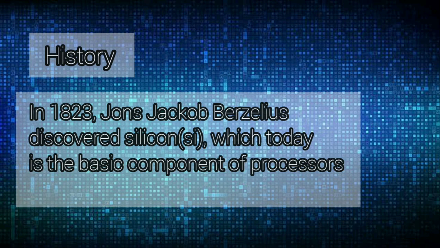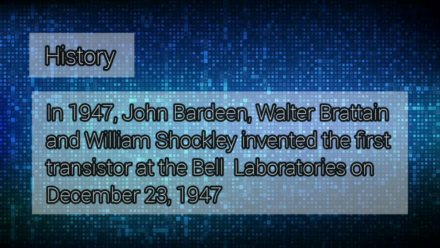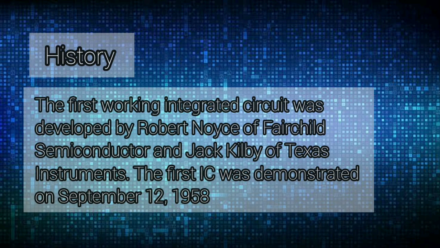In 1823, Jöns Jacob Berzelius discovered silicon, which today is the basic component of processors. In 1947, John Bardeen, Walter Brattain, and William Shockley invented the first transistor at the Bell Laboratories on December 23, 1947. The first working integrated circuit was developed by Robert Noyce of Fairchild Semiconductor and Jack Kilby of Texas Instruments. The first IC was demonstrated on September 12, 1958.